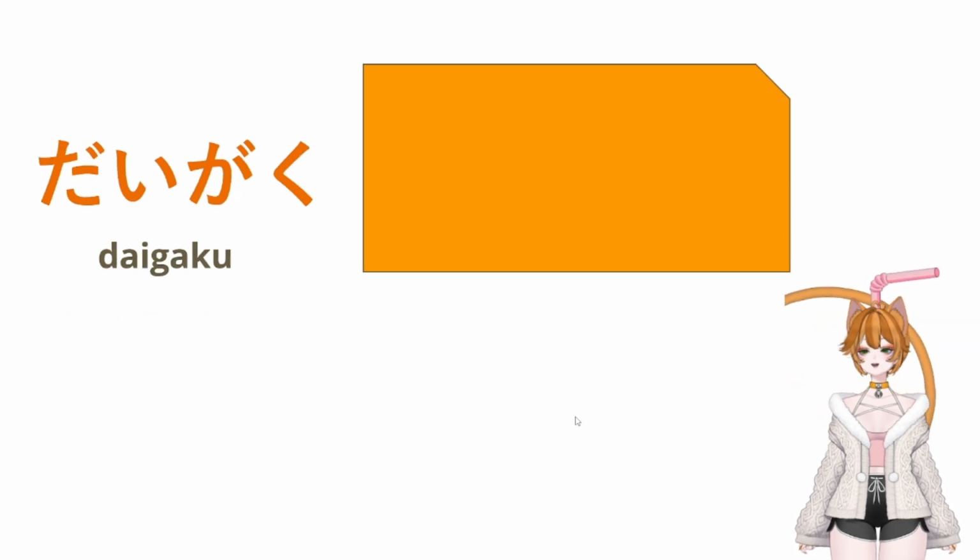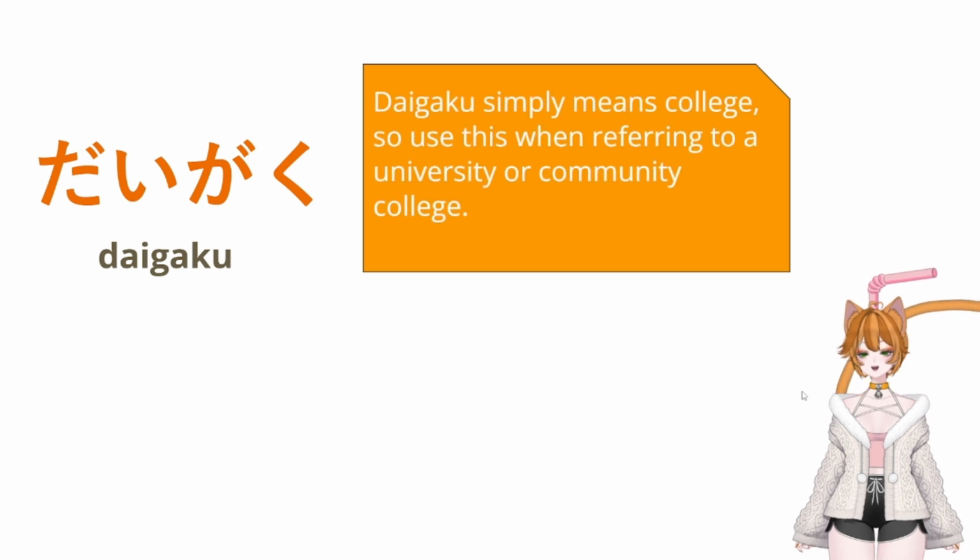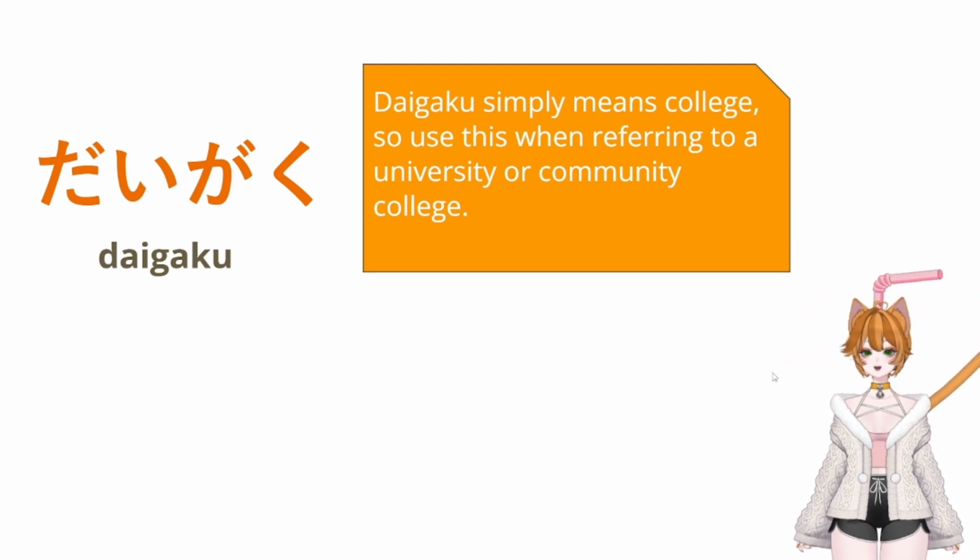Alright, our next one is daigaku. So daigaku means college. This is simply what we use when we're referring to a university or college. So for example, if I had Sakura University, it would be Sakura Daigaku.